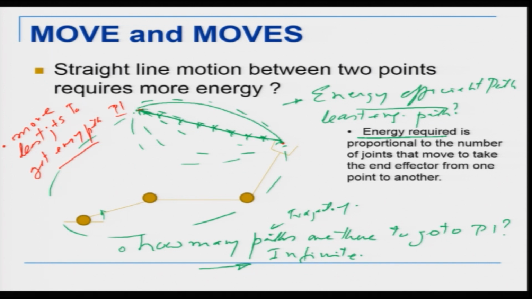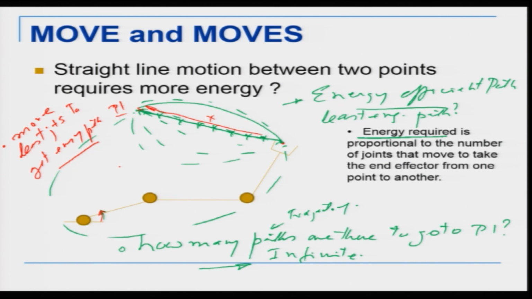Okay. So, essentially if you are moving the least number of joints, in this particular case, for example, if I am moving only this one, what would happen is this will take a curve, and then we will get to point P1 and the energy required will be less. But something to note, if you are moving the least number of joints, this trajectory here will not be a straight line, it is going to be a curve, some other curve.